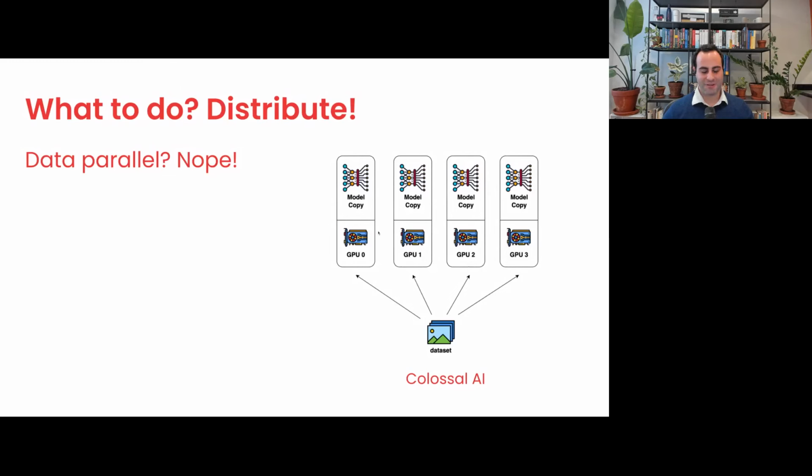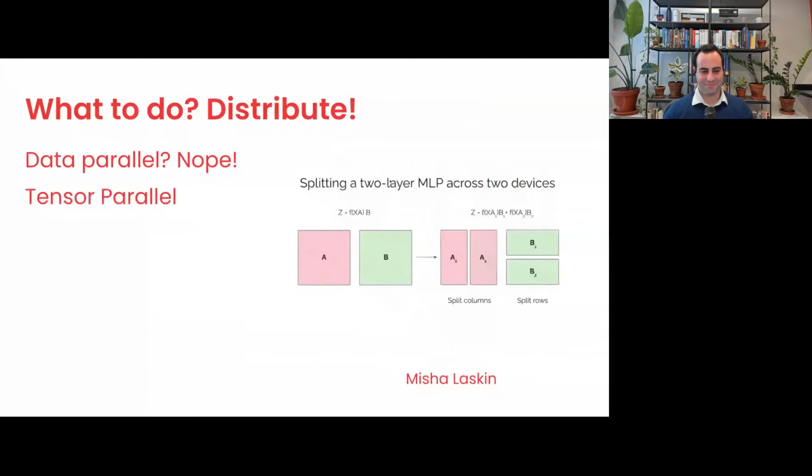Data parallelism is where you have multiple GPUs. You have a separate copy of the model on each GPU, and then you just do different data on each GPU. Then you can average the gradients when you're done. This is not going to work for us because I just said we're going to run out of memory on each GPU. We can't even have one model copy per GPU. So data parallel, nope, out the door.